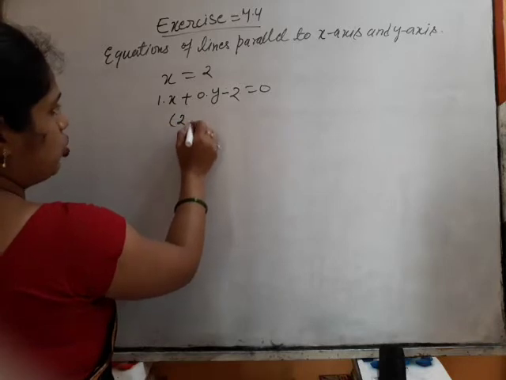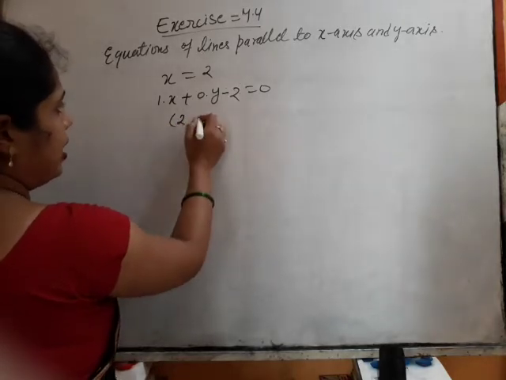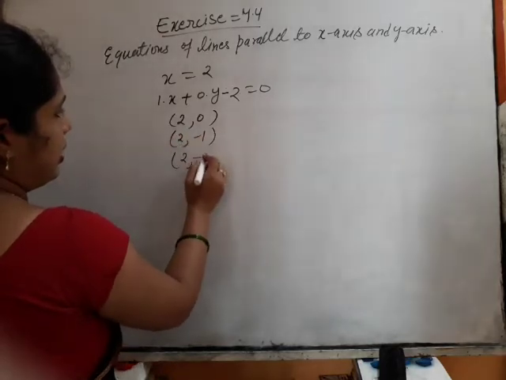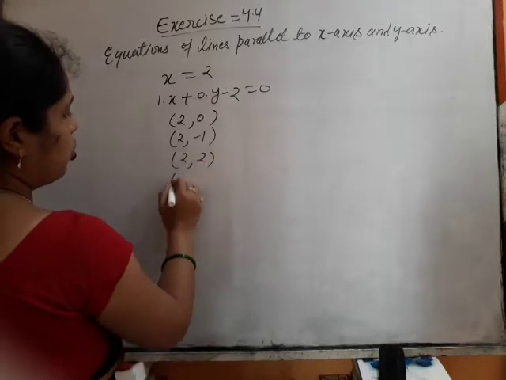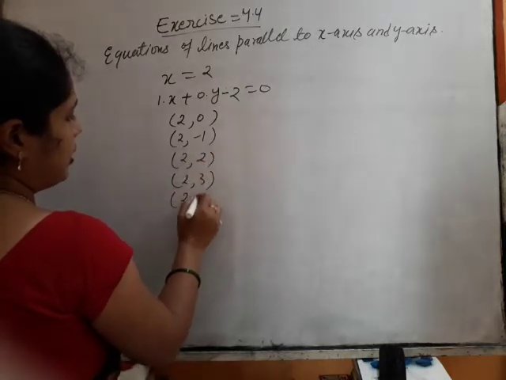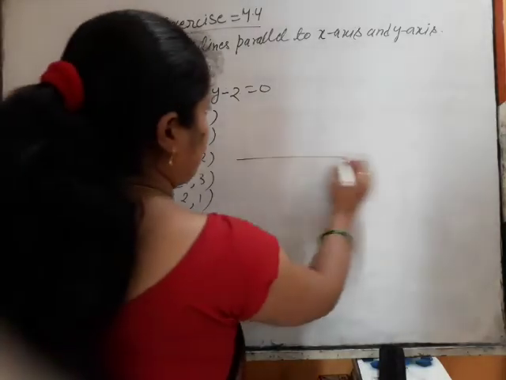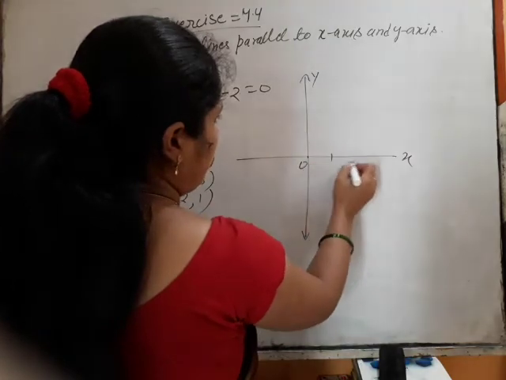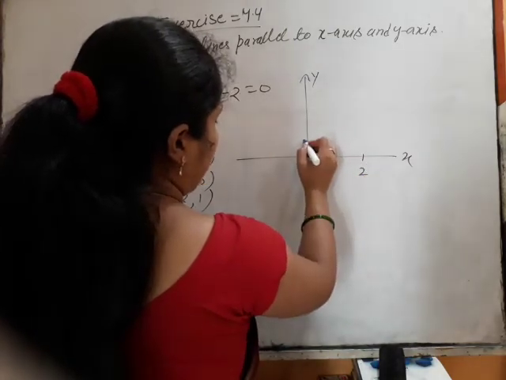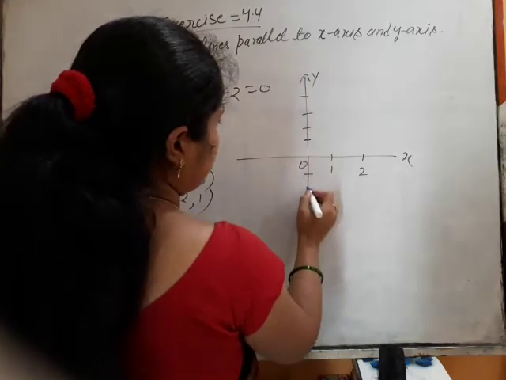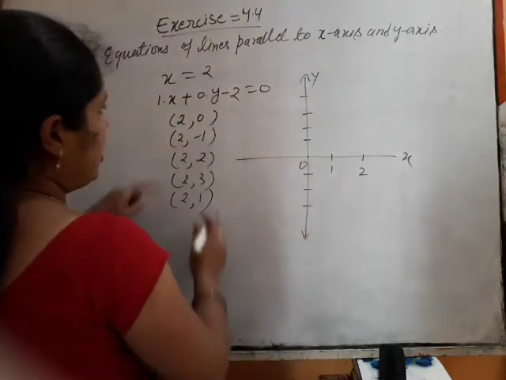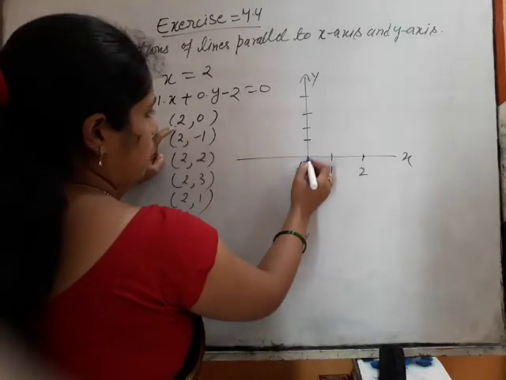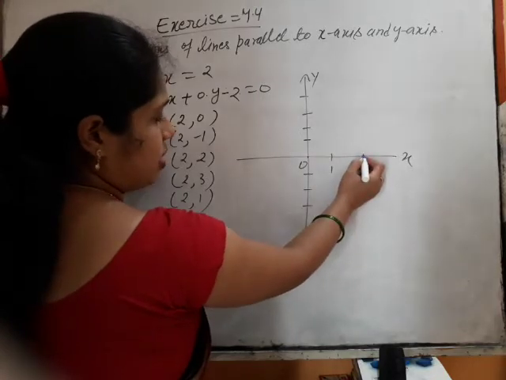So x equals 2, in place of the y coordinate there can be 0, -1, 2, 3, 1, anything. When you start plotting it, this is the y-axis, this is the x-axis, 0, 1, 2, 3, 4, -1, -2, -3, and so on. So x equals 2 and 0, this is the place.